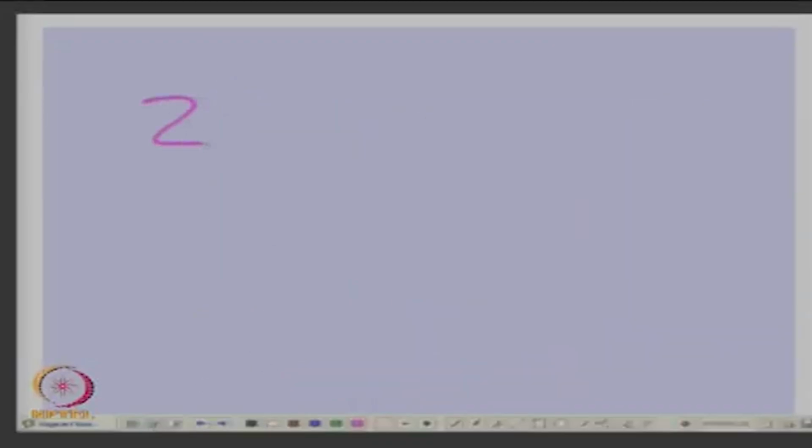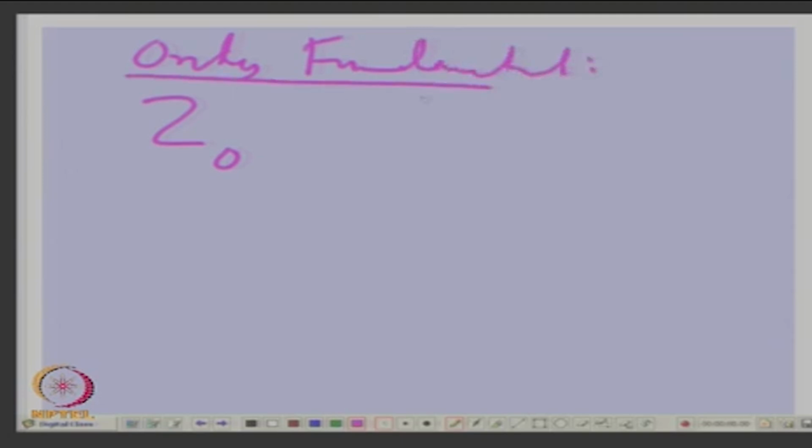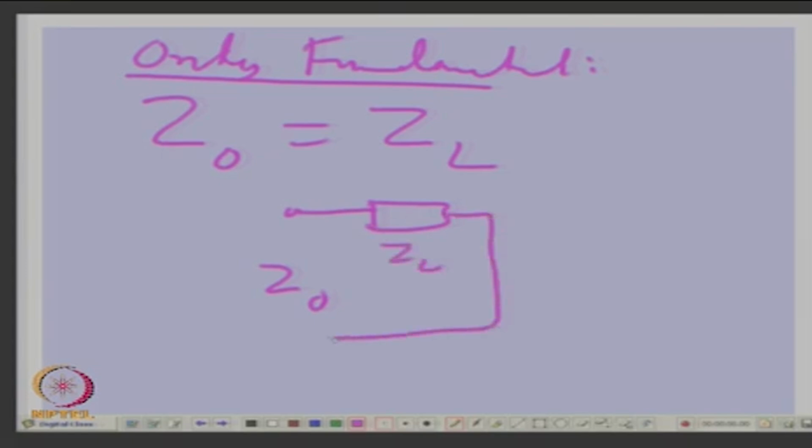So, you have Z naught with only fundamental, what do you have? Z naught will only have ZL, is not it? See, this is what we have earlier seen. But if harmonics are there, there will be ZF3, ZB3, all the things will be there. Okay.